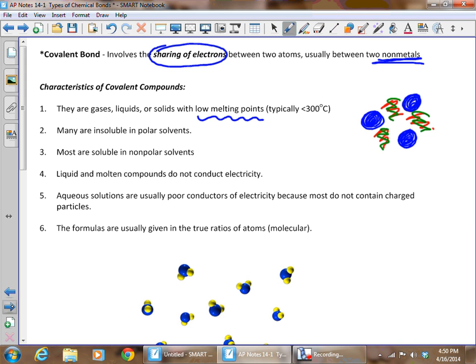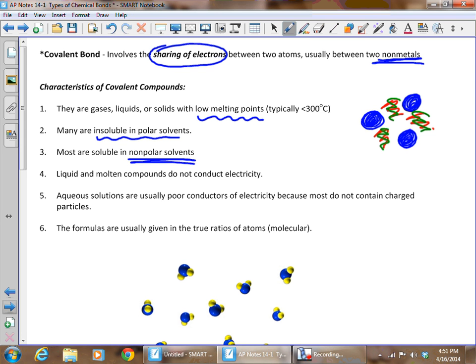So when you boil water, you're not separating the oxygens from the hydrogens. You're just separating water molecules from each other, and those water molecules are attracted by intermolecular attractive forces, but they're not nearly as strong as the attractive forces between the hydrogens and the oxygens. So low melting points. They tend to be insoluble in polar solvents because they don't have any charges. If they don't have any charges, you're not going to be able to split them up by something that has charges. Now, nonpolar solvents tend to be able to dissolve them just by sliding around between the molecules.